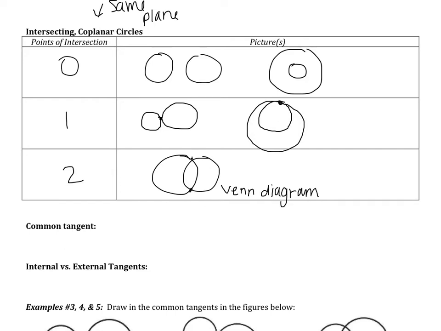Okay, the reason we need to know this is we're going to talk about something called common tangents. A common tangent is a line or segment tangent to 2 circles. Okay, so if I look at some of these previous examples, for 2 intersection points, for example, there's a common tangent right here. It's going to intersect once and intersect again.